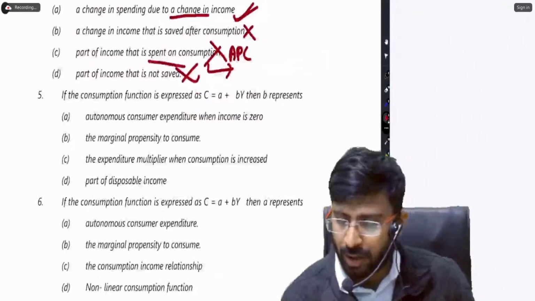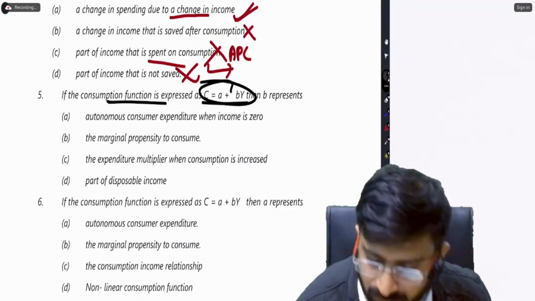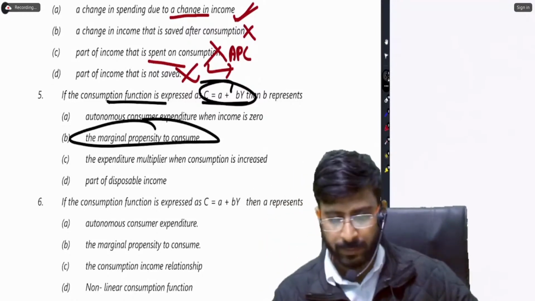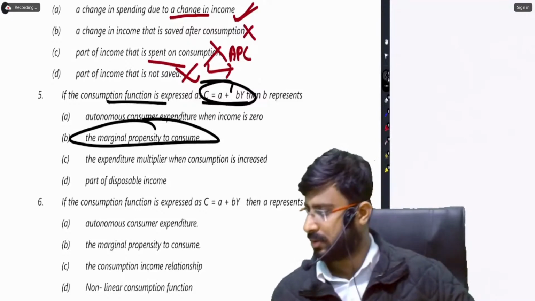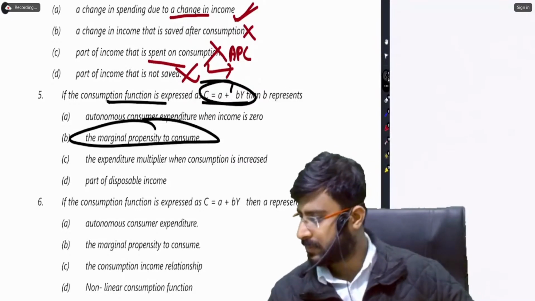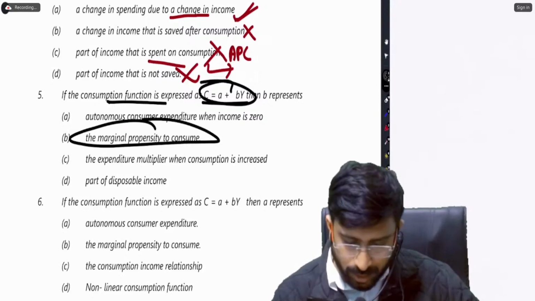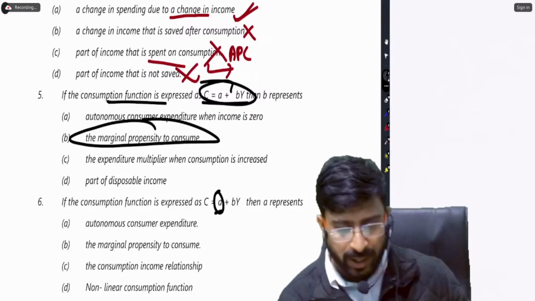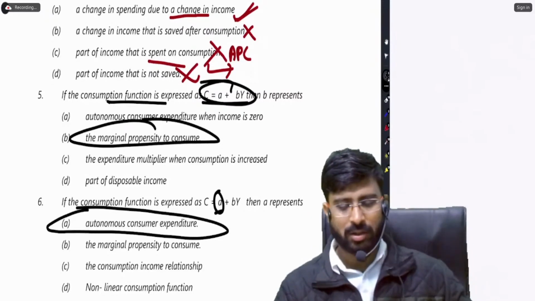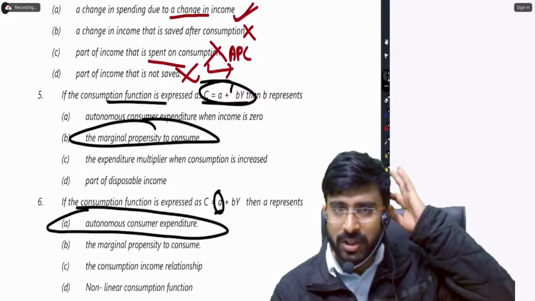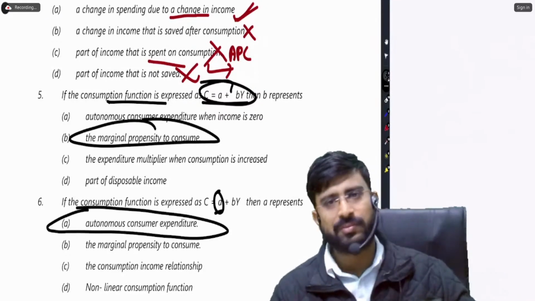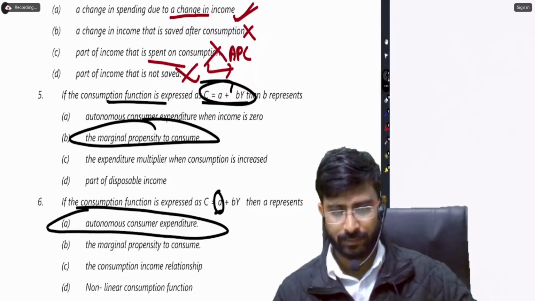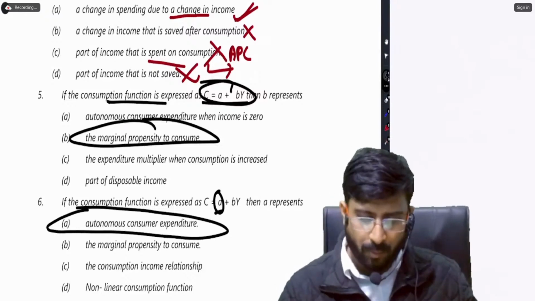Let's shoot on the next one. If the consumption expenditure is expressed as this, then B represents MPC. Matlab, what is there to think even? B is what? MPC. Okay. If the consumption function is this, then A is what? Autonomous consumption expenditure. Correct. A is what? Autonomous consumption expenditure. Correct, sir. Moving on.